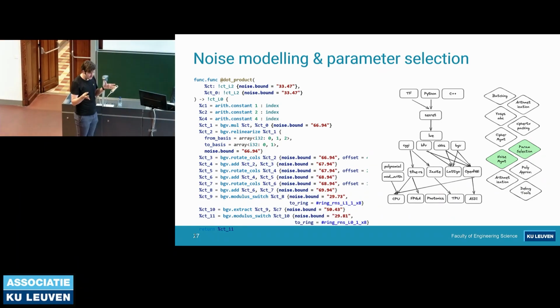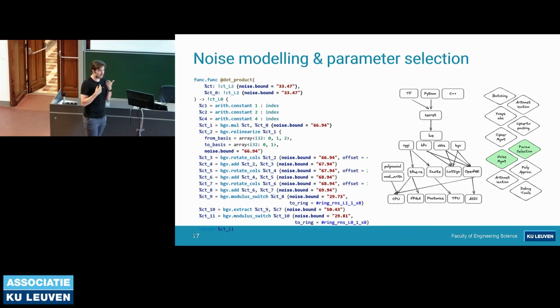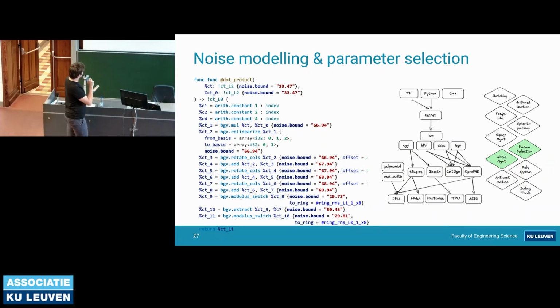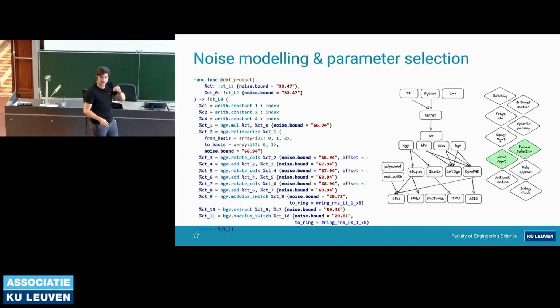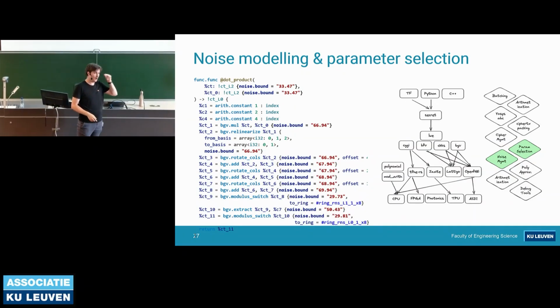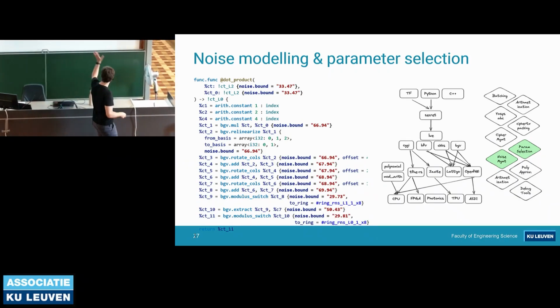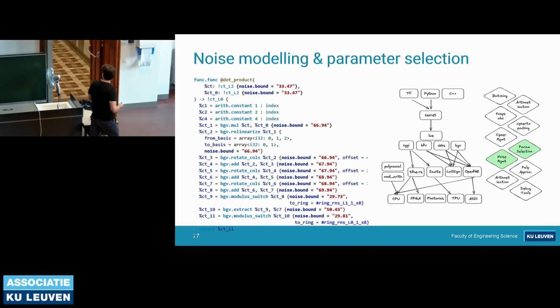Because it's FHE, our whole program is completely statically defined, so we can also do a noise estimation. For instance, here you have two input ciphertexts. They already have a certain noise bound. You want to do a multiplication. Okay, the output noise bound is this, and so on and so forth. This also gives us the possibility to insert bootstrap operations only at the points in our algorithms where it is required. We can do all of this in here.